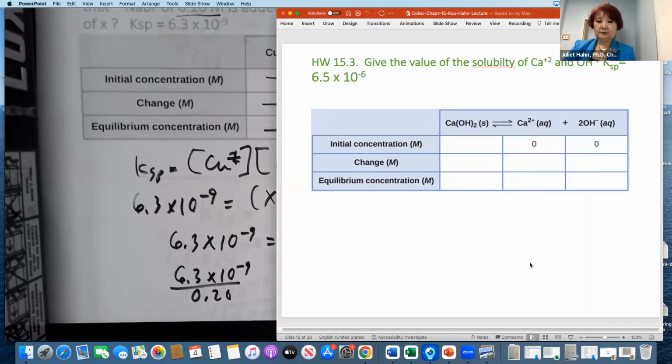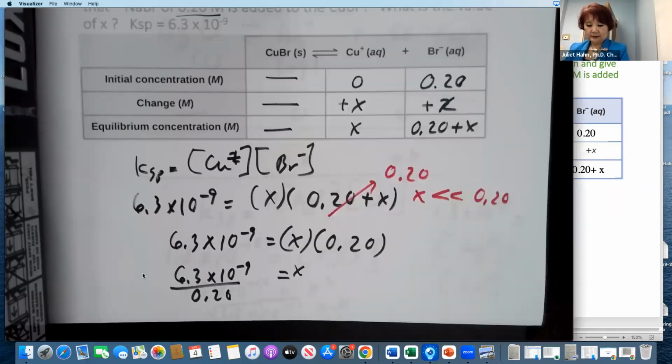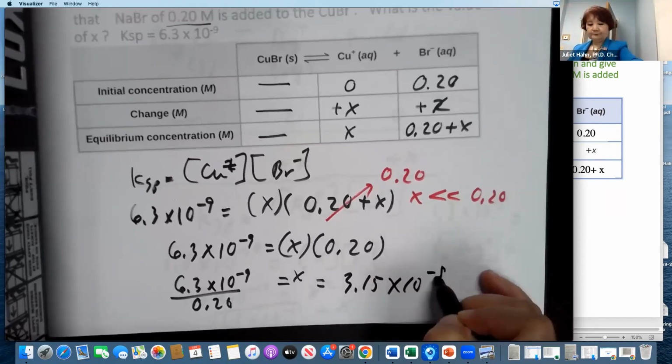Oh, going too fast. Okay, so all I gave for this is the ICE table. So the ICE table matches what we have here. I gave the KSP value, but I did not actually come up with the value of x. So let me go ahead and do that calculation. So 6.3 EE negative 9 divided by 0.2 gives you, all right, 3.15 times 10 to the negative 8. So that's the answer for that.